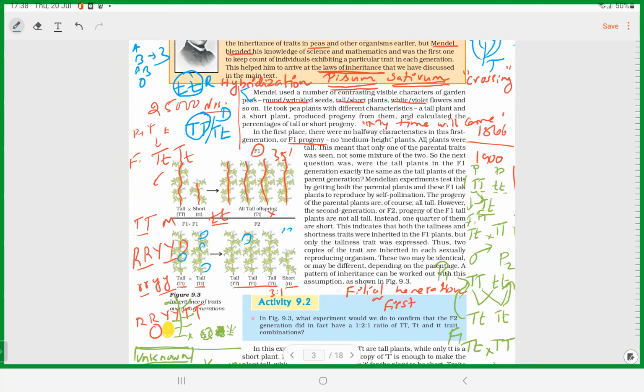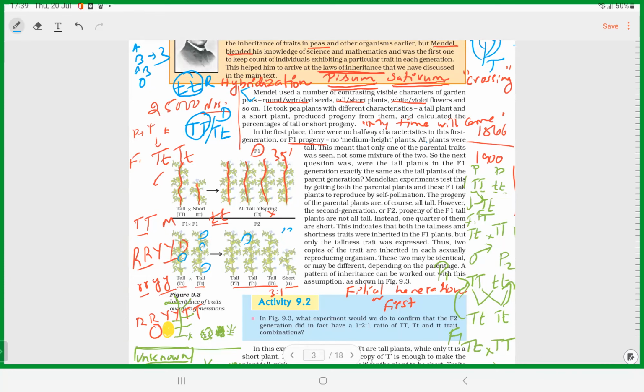Gregor Mendel selected 7 contrasting characters from the pea plant. What is the first point you should know? Gregor Mendel selected the pea plant and actually 7 contrasting characters. You know what the 7 contrasting characters are? In your yellow book it is there. Look here, Hari. Pea plants: round or wrinkled seed, tall or short plants, violet or white flowers. Like that, there are 7 characters. That's the first thing he selected.